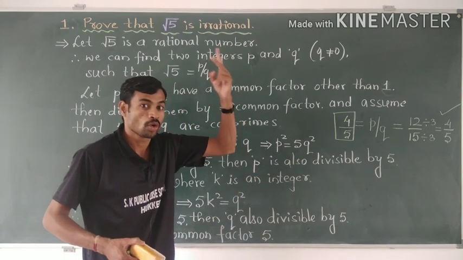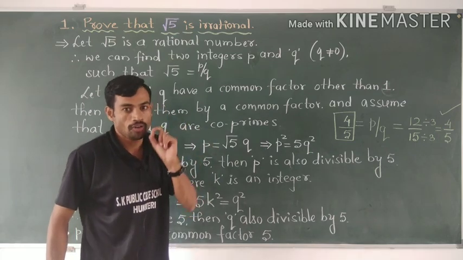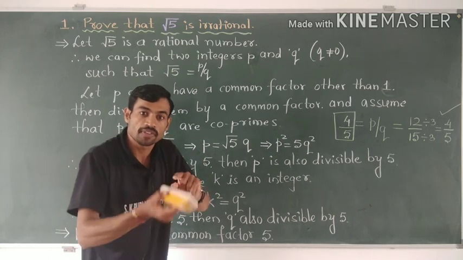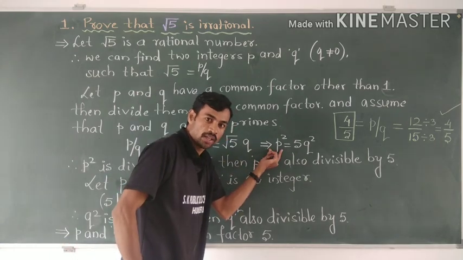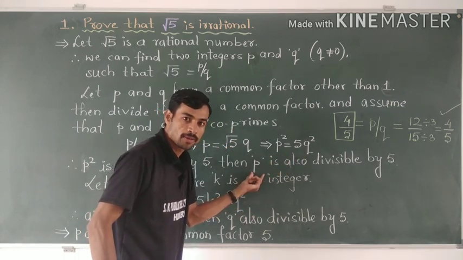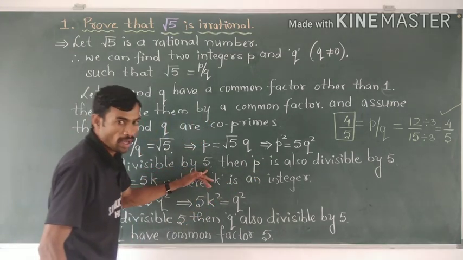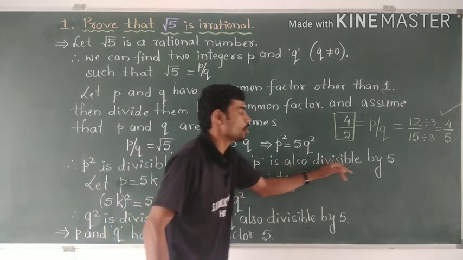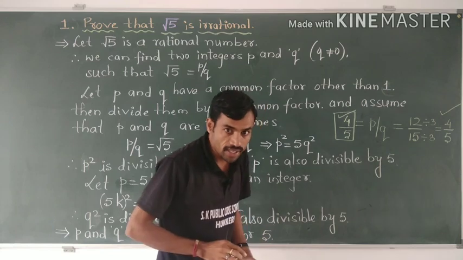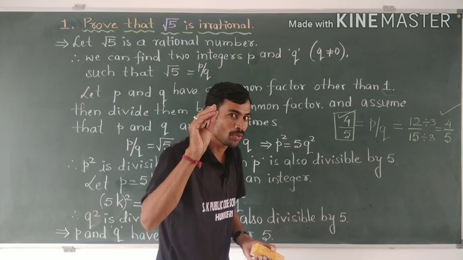We have seen the second note. What is that second note? Let p be one of the prime numbers. Here it is 5, one of the prime numbers. If that divides p square, then it also divides p. Clear? So p square is divisible by 5, then p is also divisible by 5. It means this p has 5 as a factor.